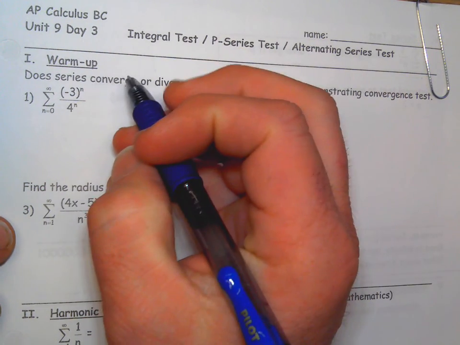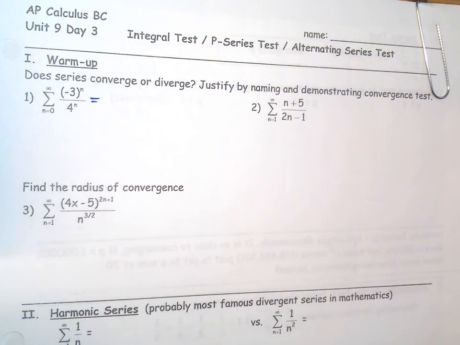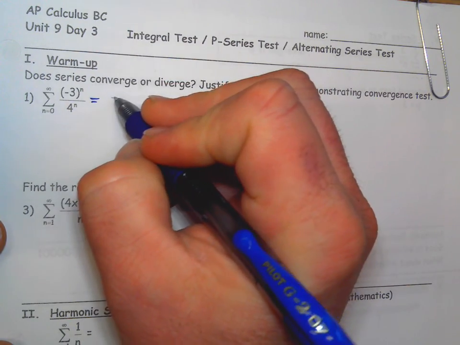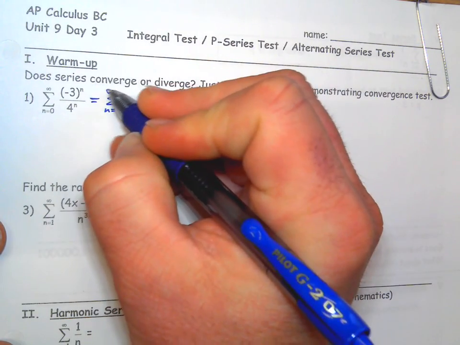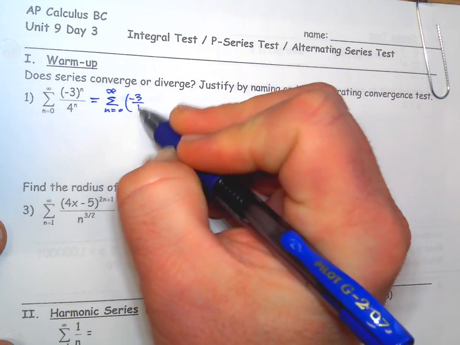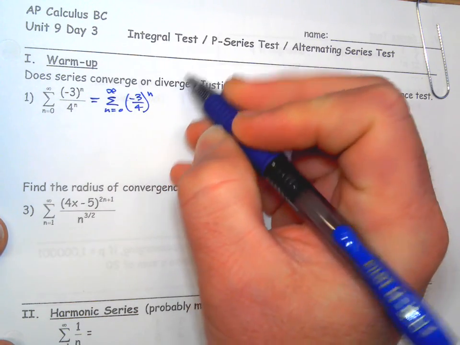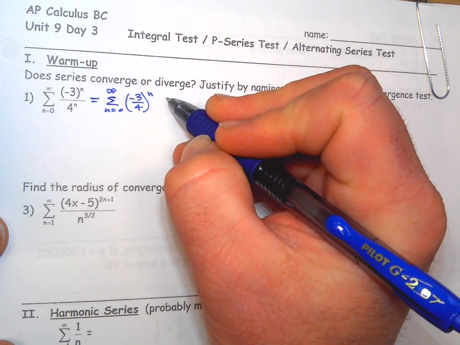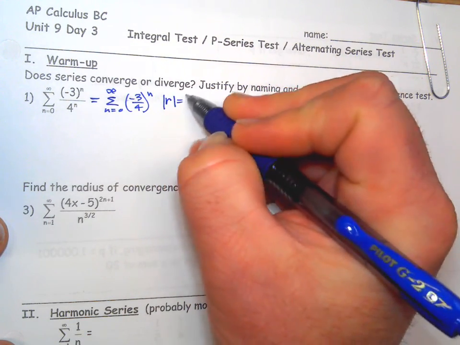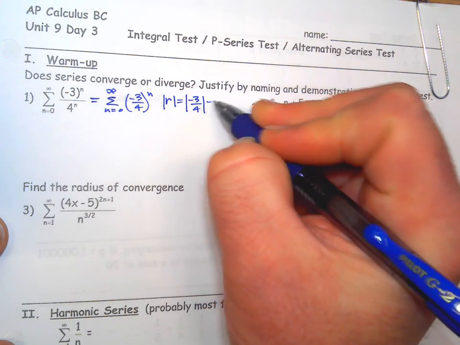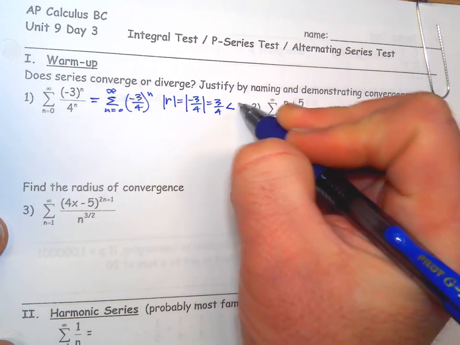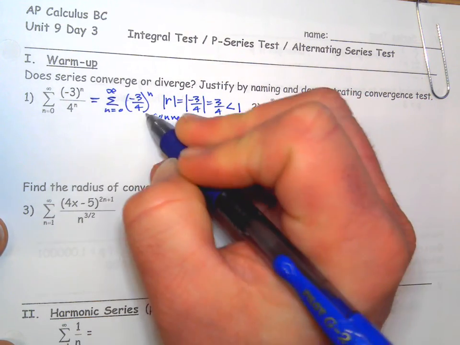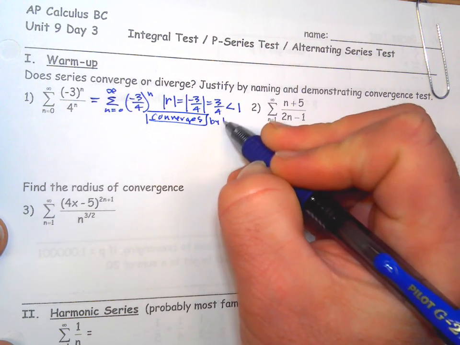Okay, assuming you tried these. Now, this first one, I don't know if it sticks out to you, but this is a geometric series, and you could write it in a way that's a little more obvious. But this has an r value to an n power, so we could say the absolute value of r equals the absolute value of negative 3/4 equals 3/4, which is less than 1. So it converges by the geometric series test.